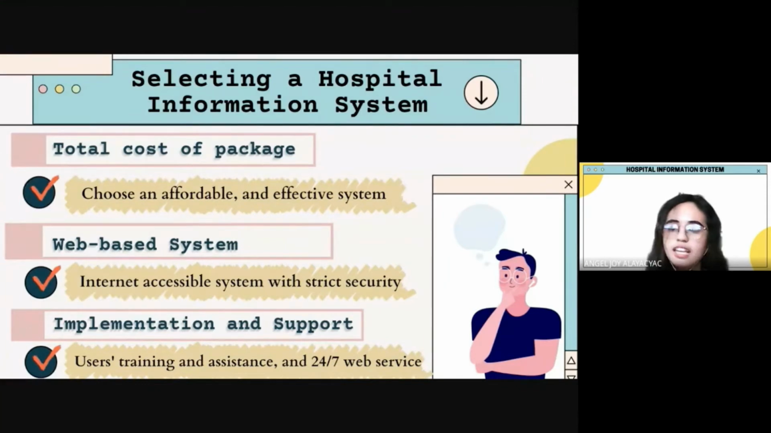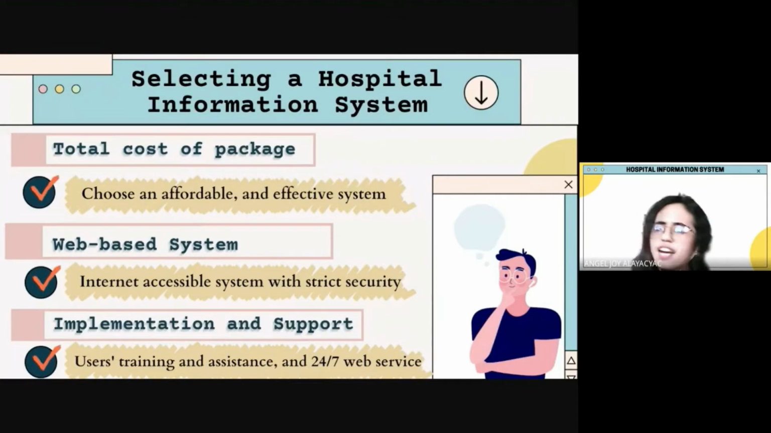So in here also, web-based system is being accompanied with a strict security. Unless you're a hacker, accessing this system is very difficult. That's why web-based system is accompanied with a strict security because it is being limited to those authorized personnel that can access the data. Third aspect is the implementation and support.